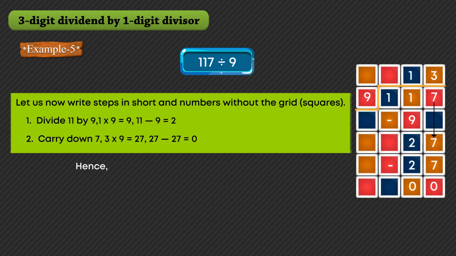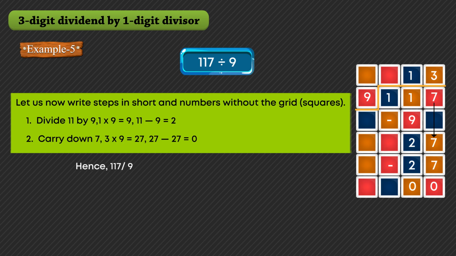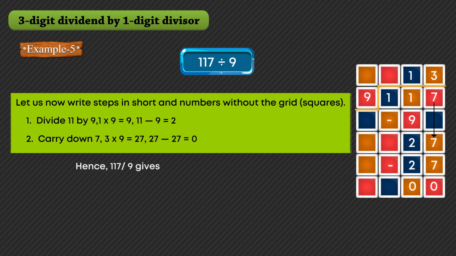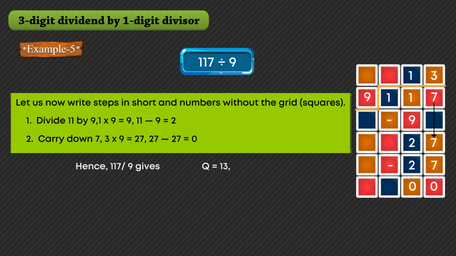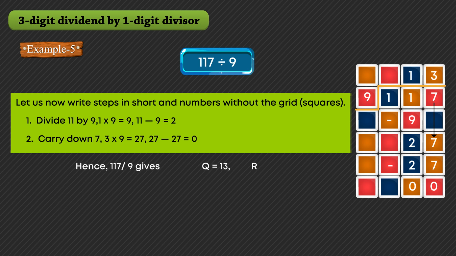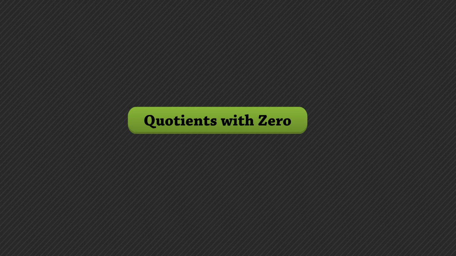Hence, 117 divided by 9 gives quotient is equal to 13. Remainder is equal to 0. Quotient with 0.